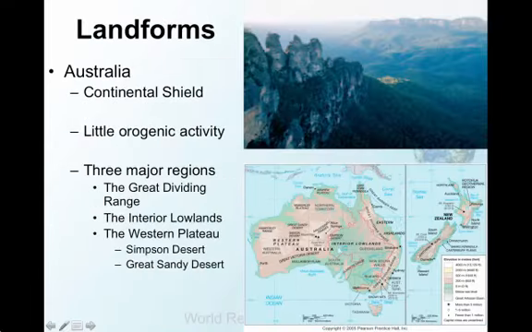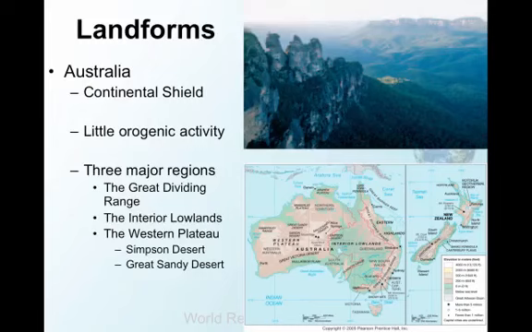So I wanted to talk about some of the landform features of this region. In Australia, there is little orogenic activity, which means that there is little activity due to the movement of tectonic plates. Because of where Australia sits in relation to the tectonic plates, there is not movement, so there forms what is sometimes referred to as a continental shield.